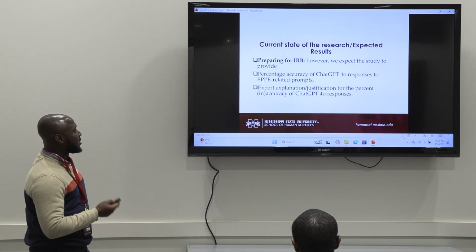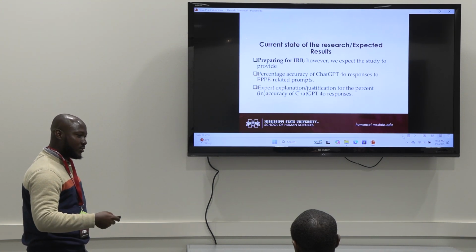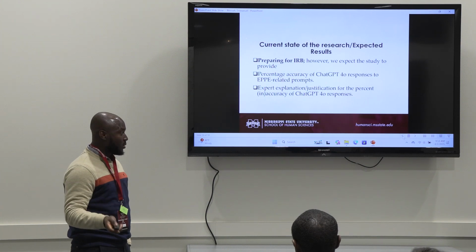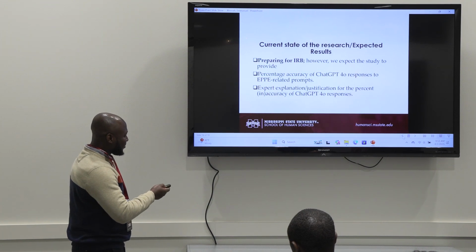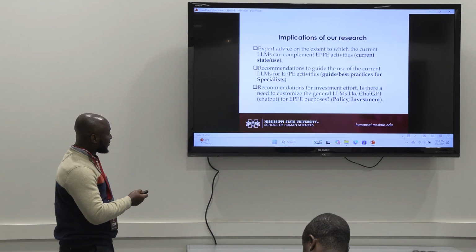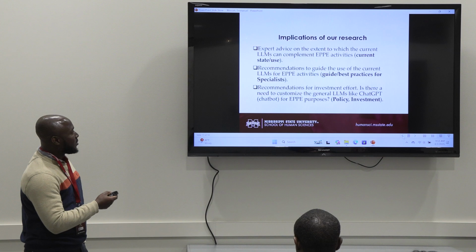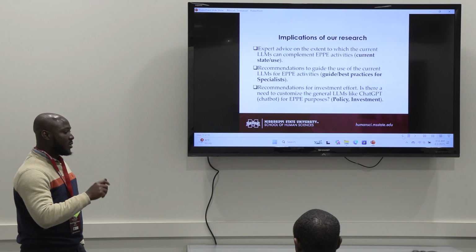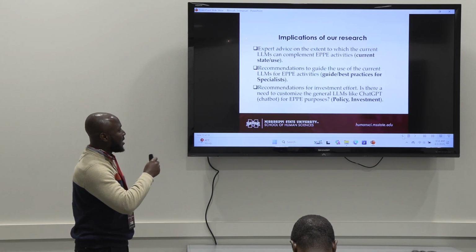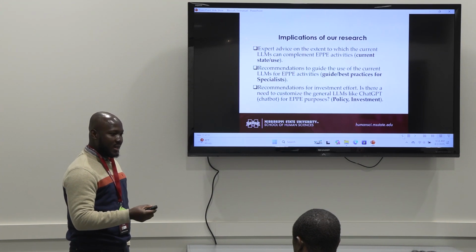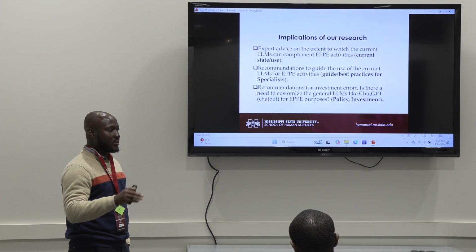But we are expecting that our study will help us to know the percentage of accuracy of GPT's responses with regards to prompts relating to extension program planning and evaluation. So the experts' justification we hope to receive will help us to throw more light on the accuracy. Now, the implication that we expect our research result to provide: we expect to have expert advice with regards to the extent to which our extension agents or specialists can use the Gen AI tool. Depending on the percentage accuracy we will receive, either we will recommend that they use it more or they use it with caution. What are the specific areas of caution they should take?